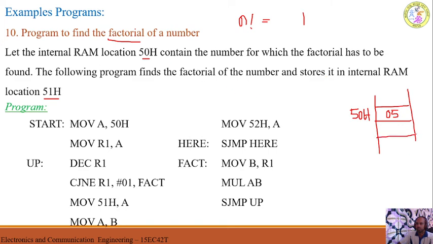Now the 51h memory location, that is the factorial of this number, the result will be stored in this memory location. Next, okay, MOV A, 50h.